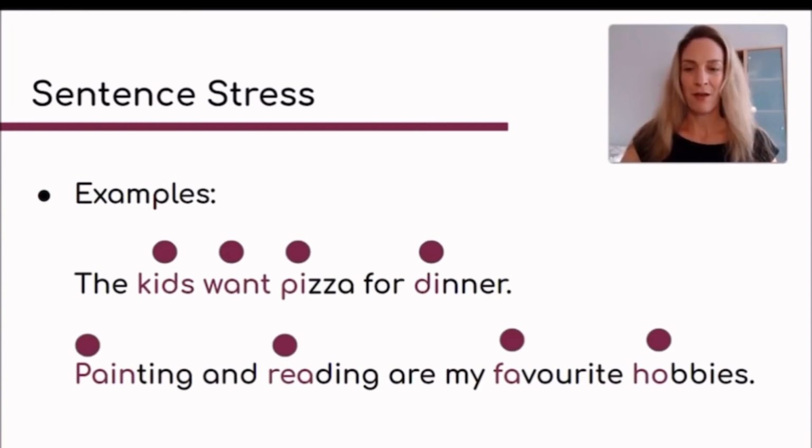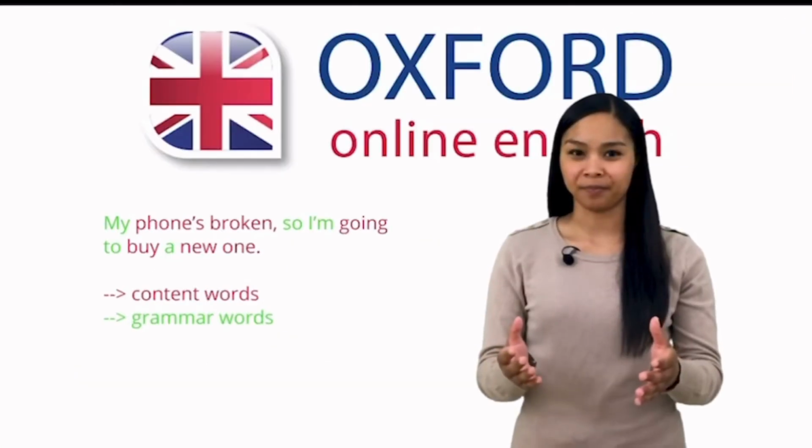And then we've got another example. Painting and reading are my favorite hobbies. So paint, read, fav, hob, okay? Those four words, and within the word, those syllables are stressed. Painting, reading, favorite, hobbies.